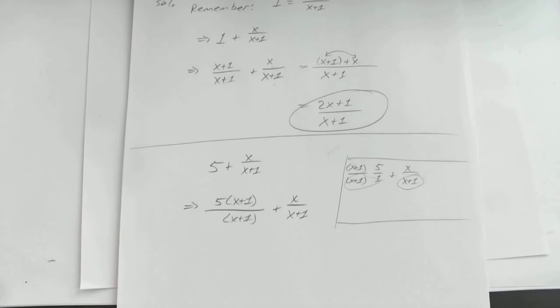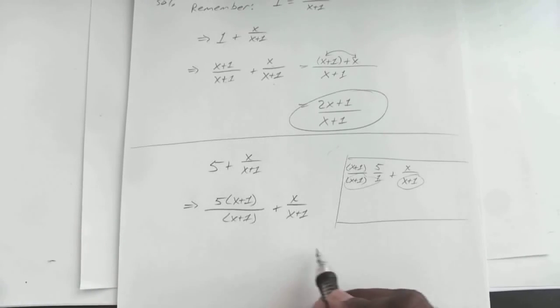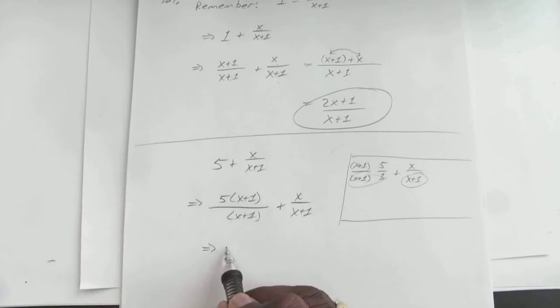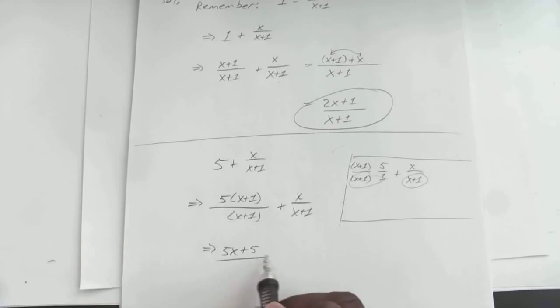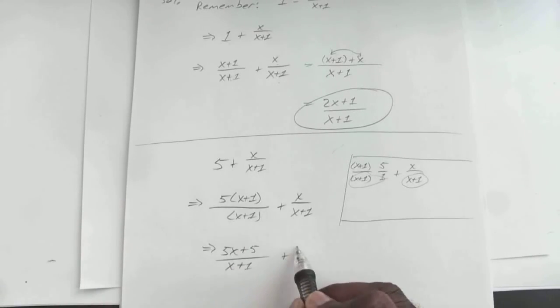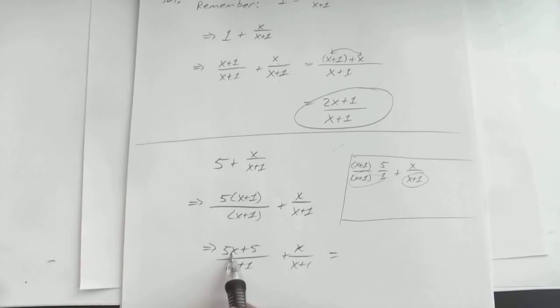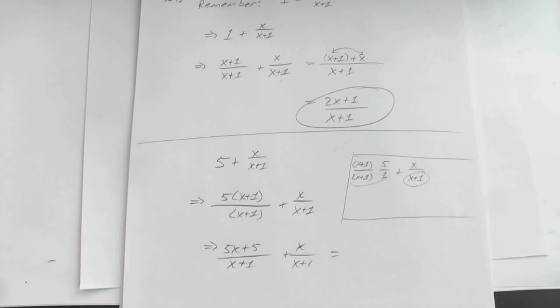How would you solve it? Would that be like 6x plus 5? Yep, that would be 6x plus 5 over x plus 1. So you have 5x plus 5 over x plus 1 plus x over x plus 1. You just distribute the 5 to the x plus 1. Yep, that's it. And you would do the same if it was any other number? Oh yeah, if you had 5, 10, 7, 8, you do the exact same thing.